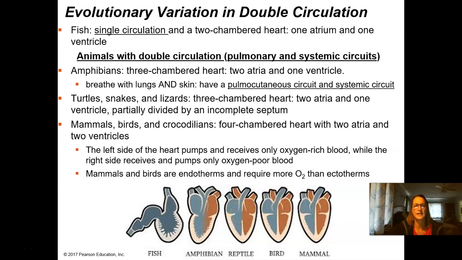Mammals, birds, and crocodilians, all of them have a 4-chambered heart with 2 atria, 2 ventricles, and there's no mixing of deoxygenated and oxygenated blood. So those are down here. The left side of the heart pumps and receives only oxygen-rich blood, while the right side receives and pumps only oxygen-poor blood. And the reason why mammals and birds have the separation of oxygenated and deoxygenated blood is probably because they are endotherms. They require more oxygen than ectotherms, so the full separation of oxygenated and deoxygenated blood makes their circulatory system more efficient and better able to get oxygenated blood to the cells that need it.